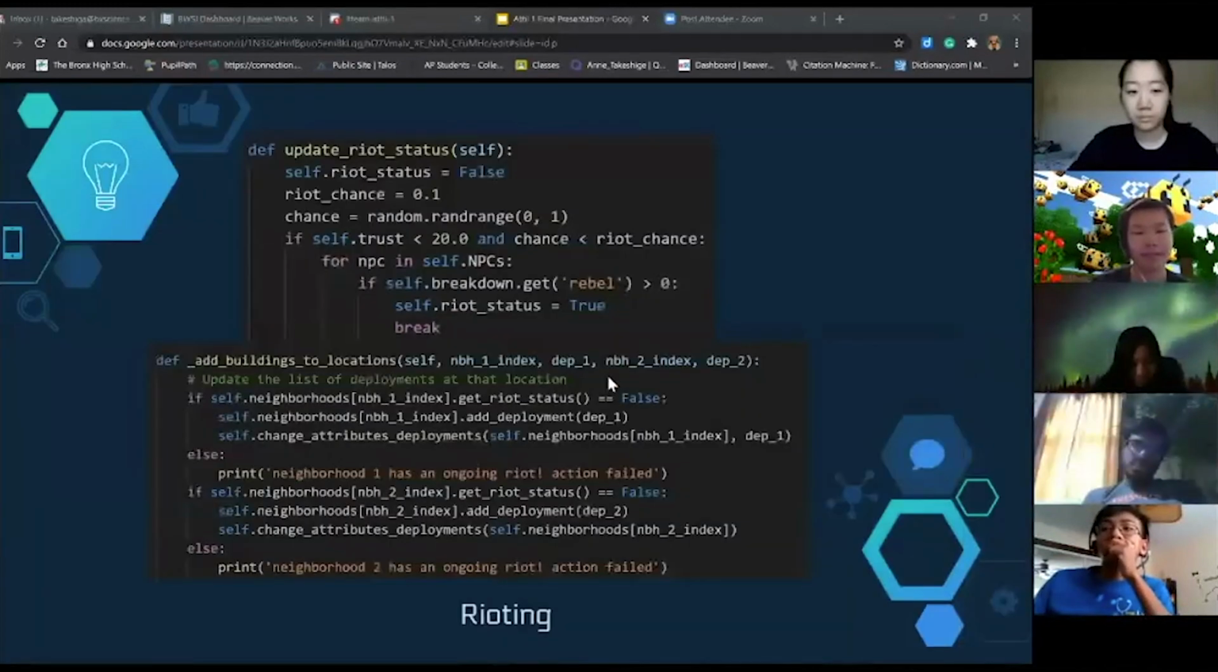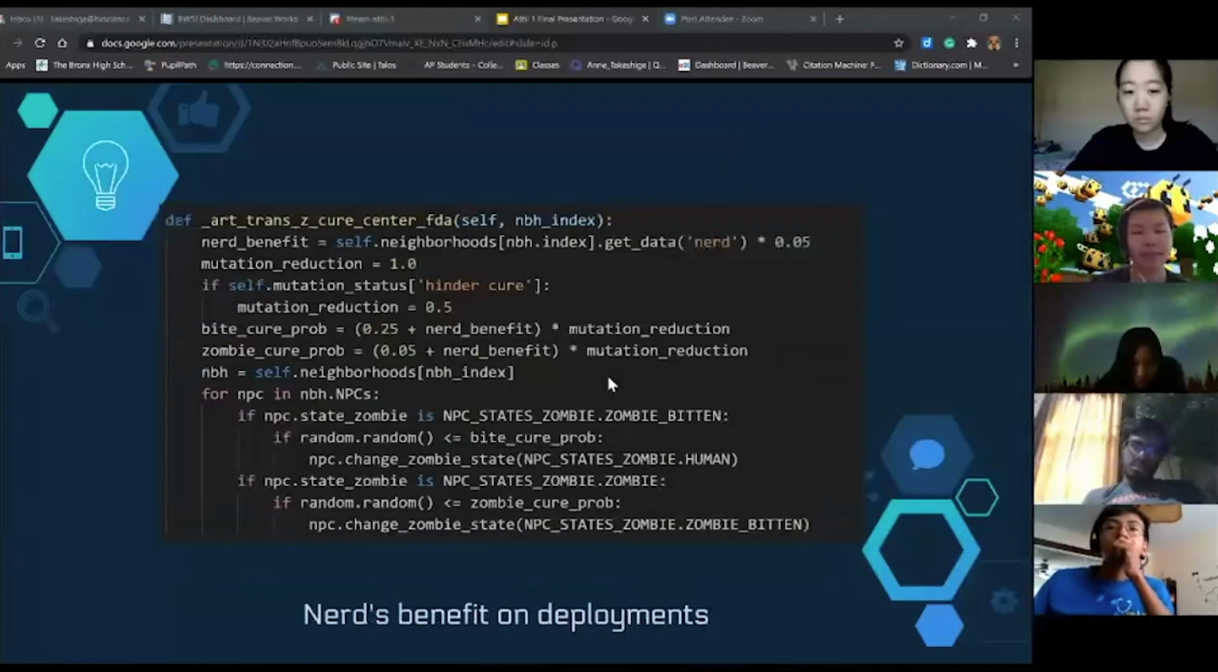Here's another special action that can be performed by the rebel. If there is a rebel and there's super low trust, lower than 20, in a neighborhood, there's a chance that that neighborhood can be locked for a turn. And lastly, the nerd personality can increase or change the chance of a cure or vaccine working in the neighborhood.